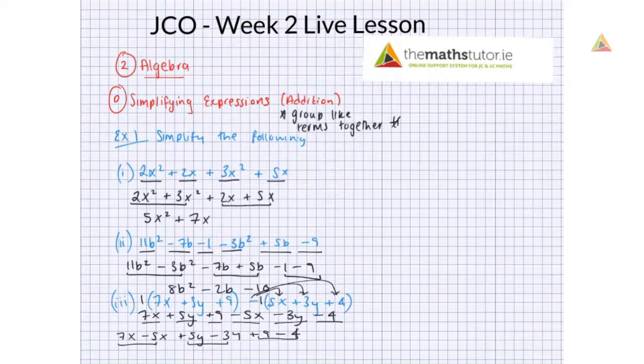7x minus 5x gives us 2x. 5y minus 3y gives us 2y. And finally 9 minus 4 gives us 5. And that's our answer there.